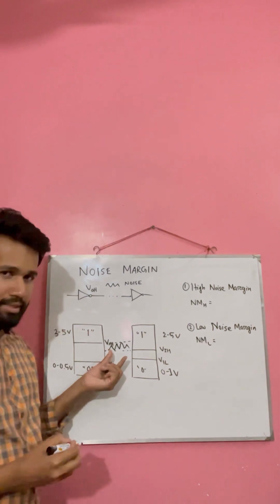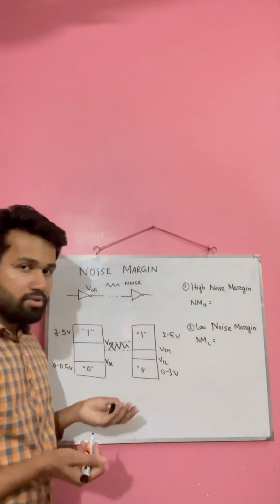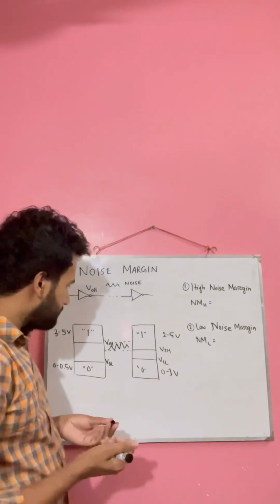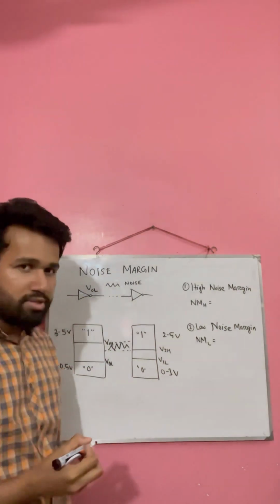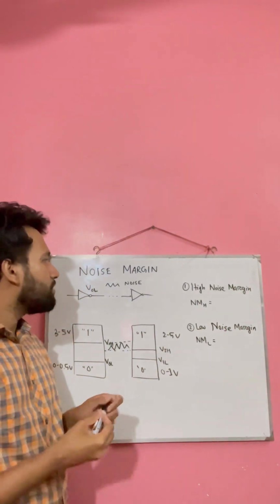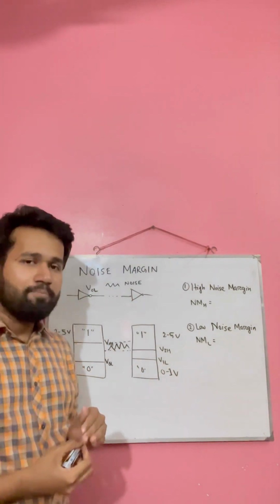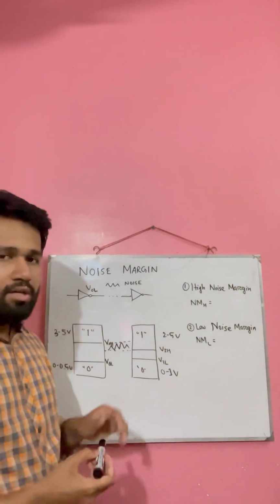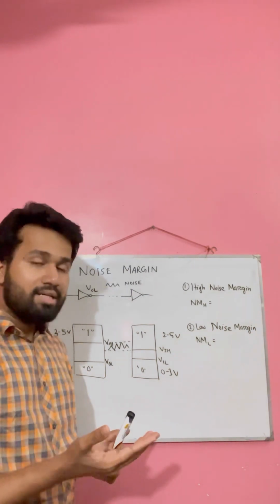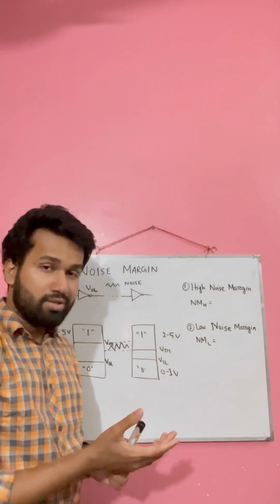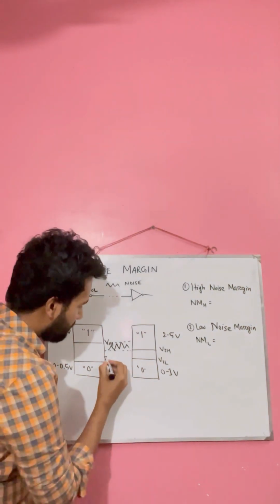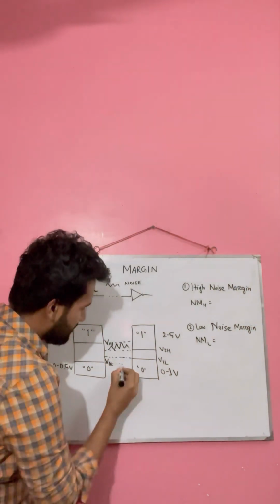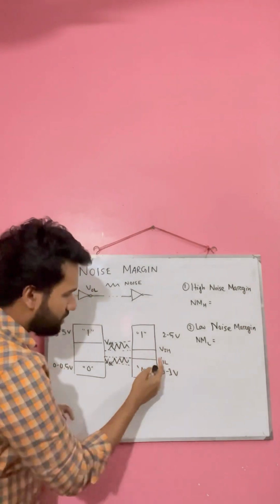And if our noise gets out from this range, it will no more be considered as a high state logic. Similarly, if the output of the first logic gate is at low state, and they introduce a noise here before the input of the next logic gate, our noise must be in the range so that it will be considered and recognized as the low state logic or the zero state logic at the input of the next logic gate. So our noise must be in the range between these two voltage levels.